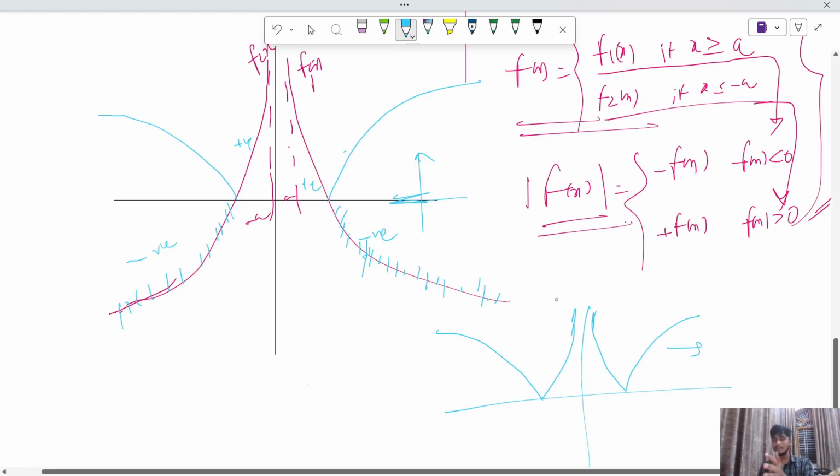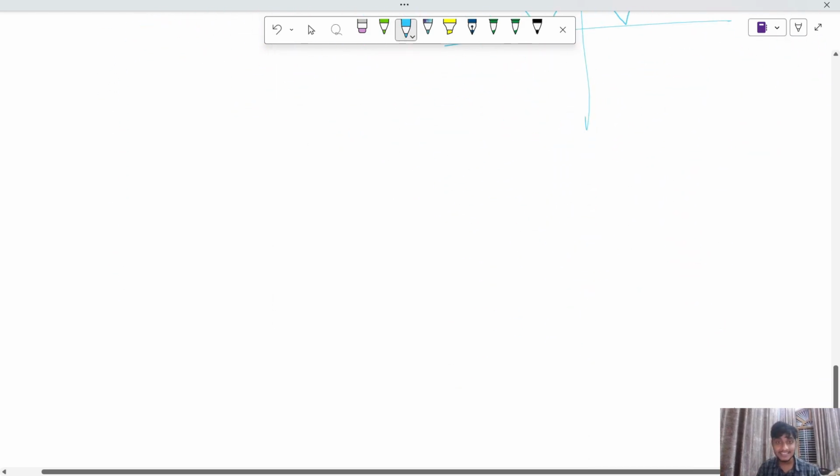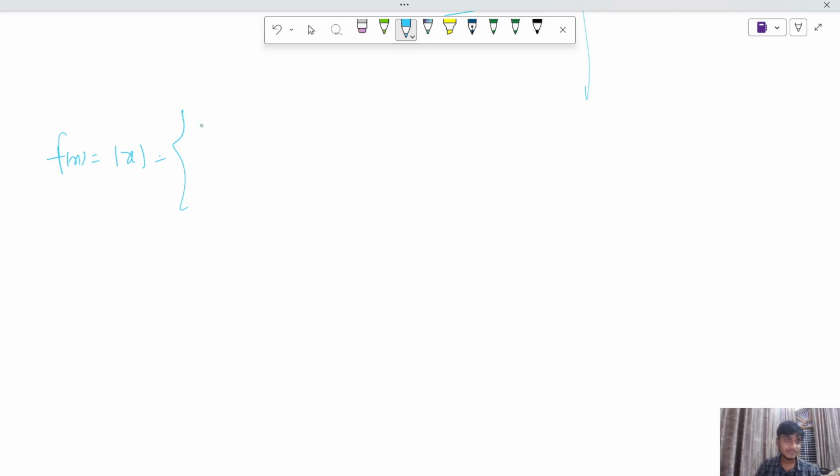So now you understand the basic concept of how the absolute function works. Now let's think about our classic textbook example: f of x equals mod x. So mod x is simple: plus x if x is greater than 0, and minus x if x is less than 0. So x is f of x here. Now mod f of x, and f of x equals x. So plus f of x means plus x, minus f of x means minus x. Simple. Let's try a plot of this.